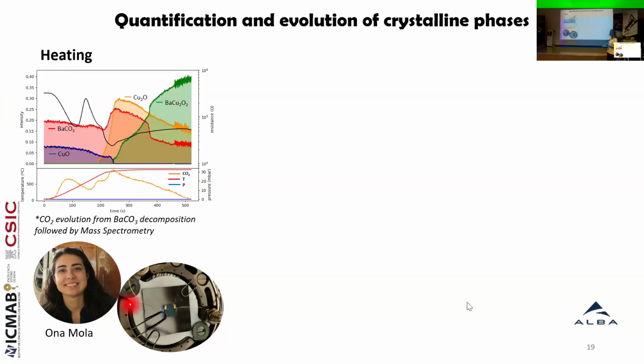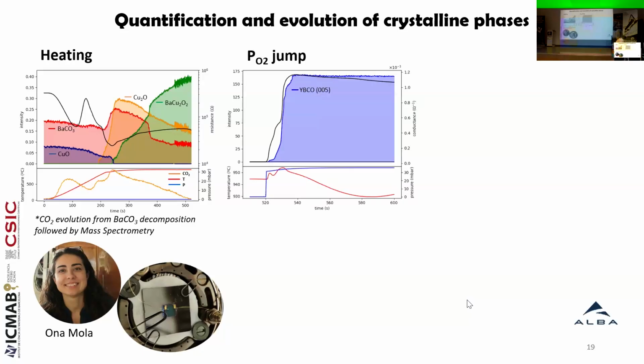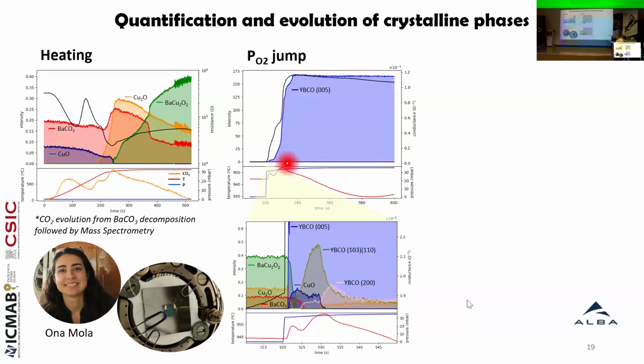And this is thanks to the samples provided by Ona, where she can prepare the electrical contacts and we can measure inside of our setup. This gives us very nice information also about the growth rate and all the process. So when we go to the pressure jump, we can see that we can grow highly epitaxial YBCO films, which is also followed here with the conductance in this case. This is a conductance curve.